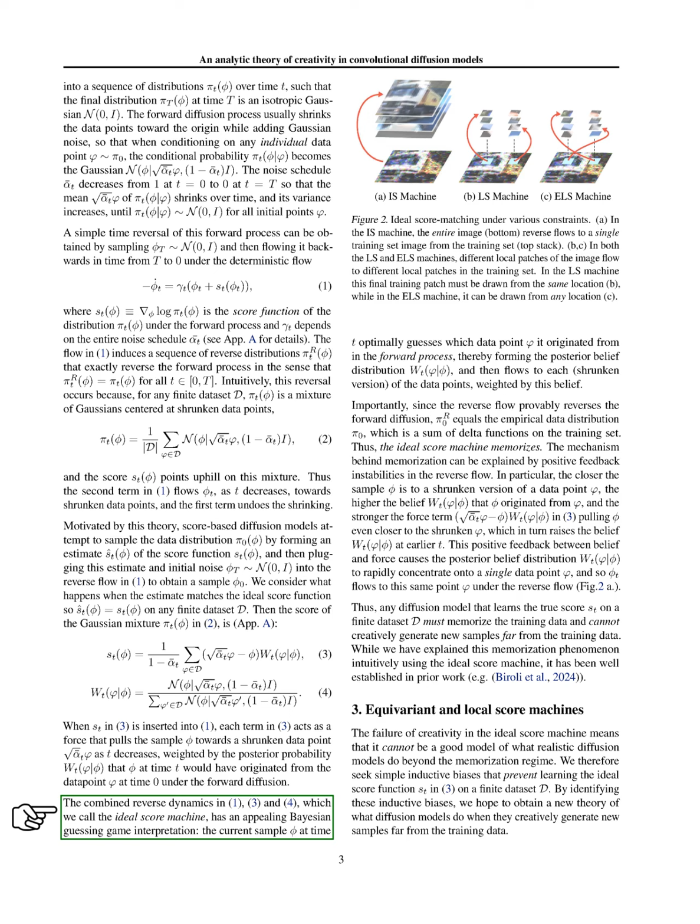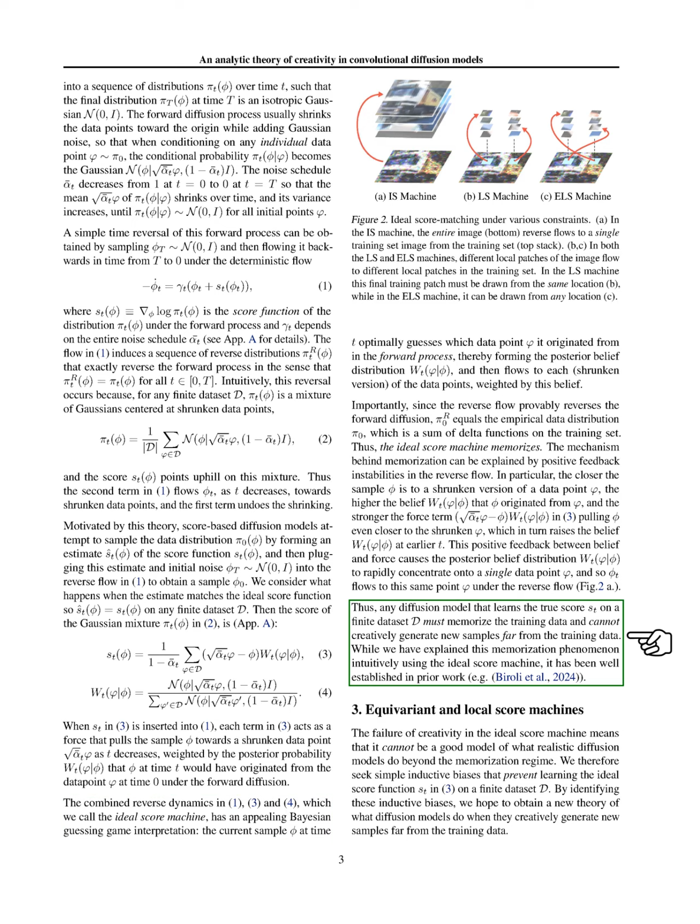We explain that this memorization occurs due to positive feedback instabilities in the reverse flow. The closer a sample is to a shrunken data point, the stronger the belief that it originated from that point, which in turn reinforces the force pulling it closer. This feedback loop causes the belief distribution to quickly concentrate on a single data point, leading the sample to flow toward that point.